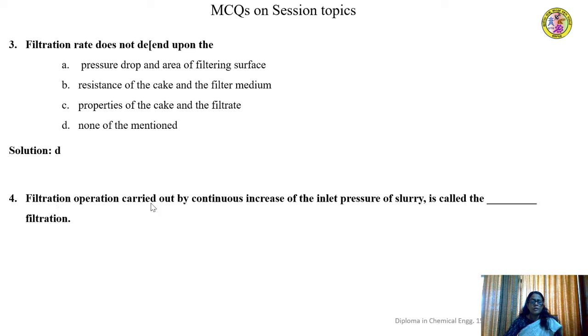Next question. A filtration operation carried out by continuous decrease in the inlet pressure of the slurry is called dash filtration. Is it constant rate filtration, varying pressure filtration, varying rate filtration, or constant pressure filtration? If the inlet pressure is continuously increased, then we can maintain the rate of filtration at a constant value. So constant rate filtration is the right answer for the fourth MCQ.